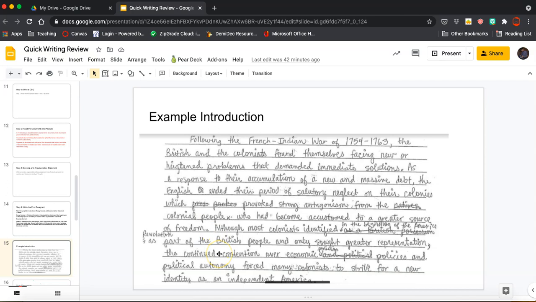Boom, that's your thesis. All right, that there was some continuity, that there was this kind of change that happened from when colonists just wanted better representation in the parliament to now they want full independence. Okay, that's your argument.